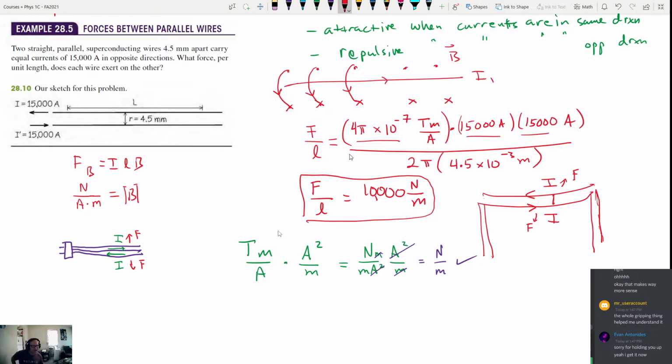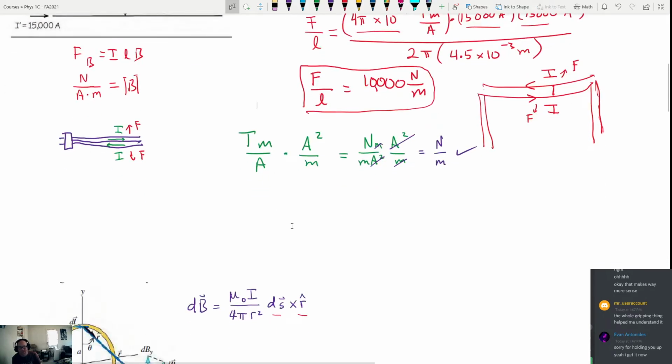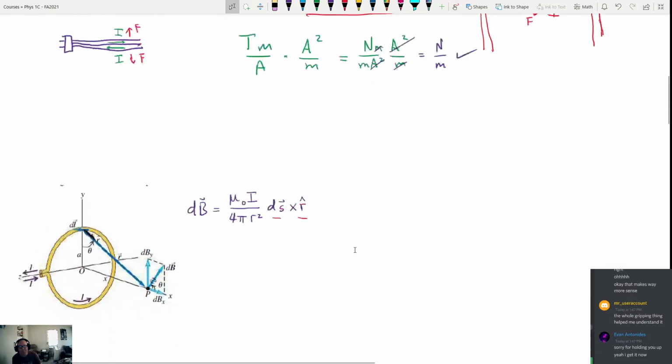If the current gets high enough, then the force can become pretty sizable. If you had a force of this size, that would be very noticeable. The wires would bend away from each other and may create stresses on the poles that are holding them and stuff like that. Something you'd have to think about.